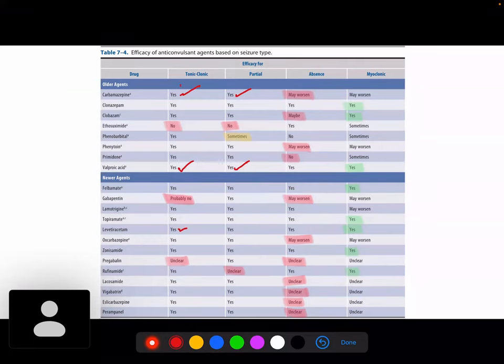But there are some medications as well which are only indicated for focal seizures but are not indicated for generalized seizures as of yet. And obviously, you must be very careful what medication you are giving to someone who has a particular type of seizure.